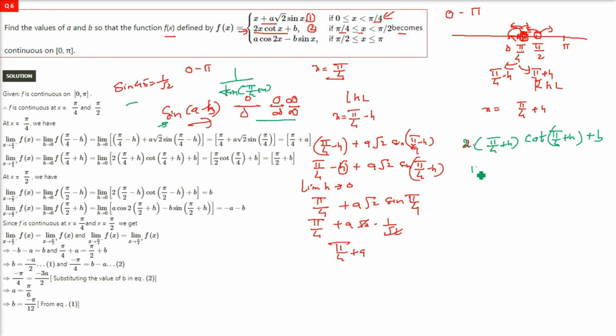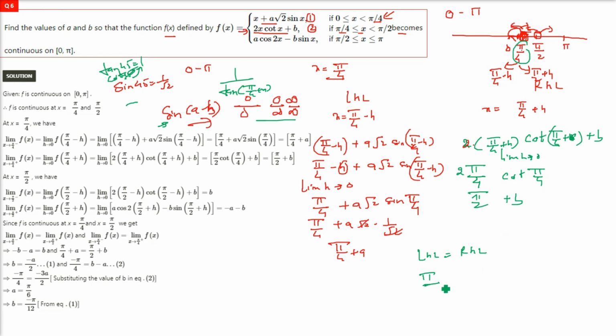Right? I am putting h equals to 0. Why? Because I know that I am not getting any value which I cannot comprehend, or which is not acceptable in mathematics. So what I am doing here is I am putting h as 0. So 2 into pi by 4 is pi by 2. Cot (pi by 4 plus h), I am replacing h as 0. But you have to do it by the cot (a plus b) formula. Please remember. Tan pi by 4 is 1, so cot pi by 4 will be equal to 1. Tan 45 degrees is 1, cot 45 degrees is 1. So I am just replacing cot pi by 4 by 1. So pi by 2 plus b will come.